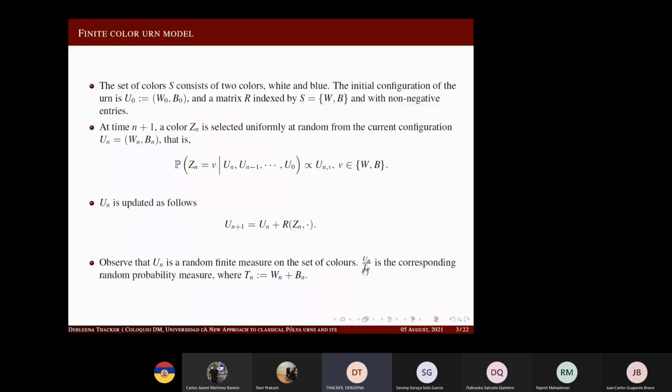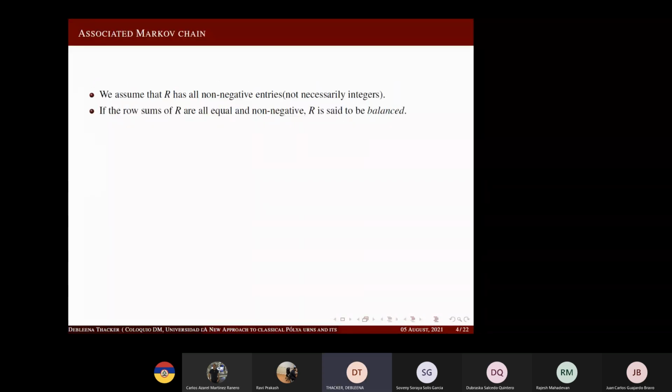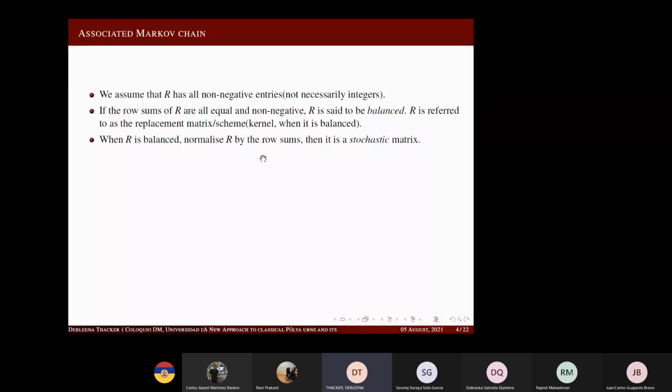And in that particular case, this becomes something asymptotically like Un by n, and then studying Un is the same as studying Un by n. Why we are taking Un by n will be clear in a bit. So when R is balanced, I already said that R is referred to as the replacement matrix or scheme. And when R is balanced, if you normalize R by its row sum, then R is actually a stochastic matrix. So you can think of the entire thing as a stochastic kernel.